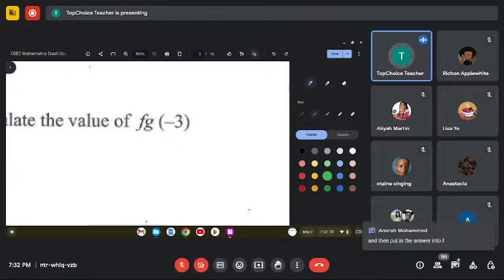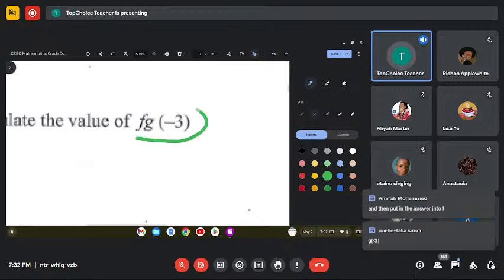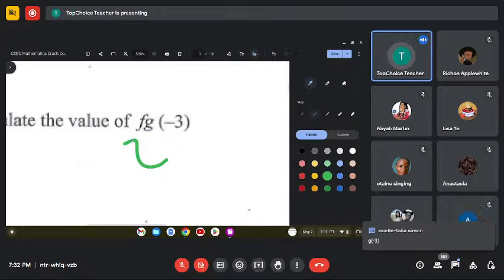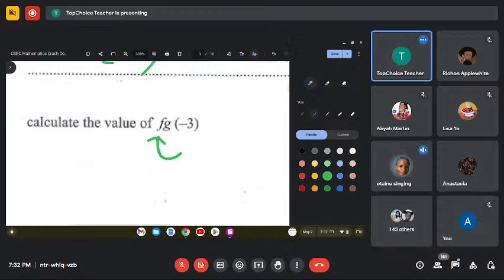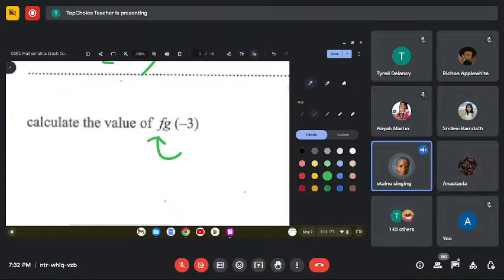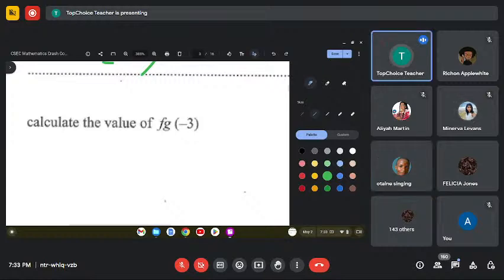The fastest way to do this is first finding g of 3, and the answer we get, we substitute into f. Has everyone ever done that method? That's the fastest way to do this. You should all know there are multiple ways to do this, but that's the fastest method.